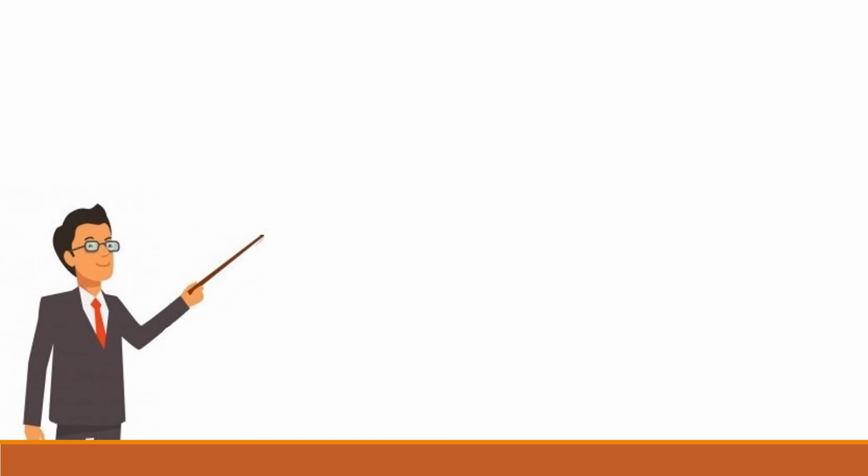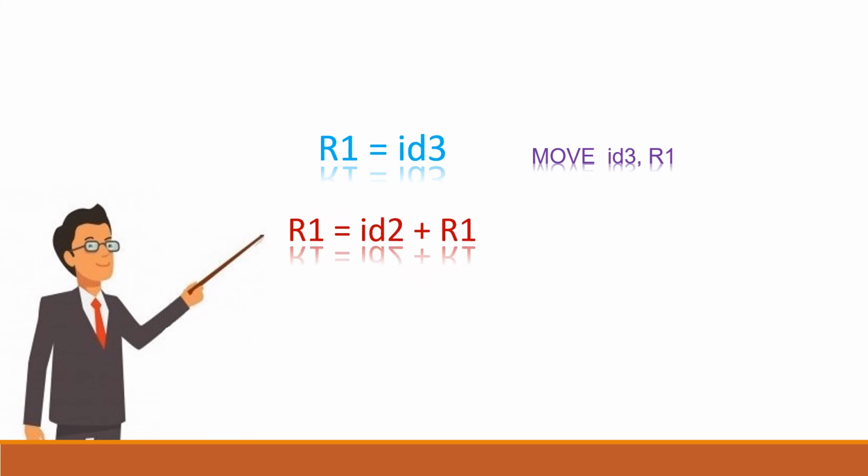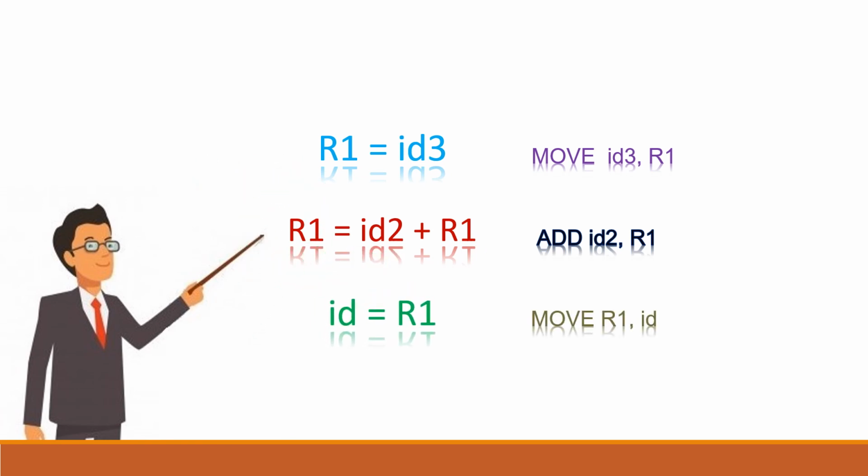Now, it performs by moving ID3 into the memory named R1. That is, move ID3, R1. Then adding ID2 with R1 and again it is stored into R1. That is, add ID2, R1. Again by storing it into R1 it moves to ID1. That is, move R1, ID1.